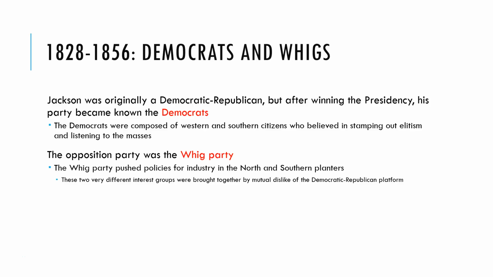So as we move into the next era of political domination, we have the Democrats and the Whigs, and the Democrats are the ones who really take over during this time period. Jackson originally runs for office as a Democratic Republican, but after his election to the presidency, he drops the Republican part of the name and becomes just the Democrats. His idea is that he wanted to focus on those from the West and those from the South, and believed in stamping out elitism and listening to the masses.